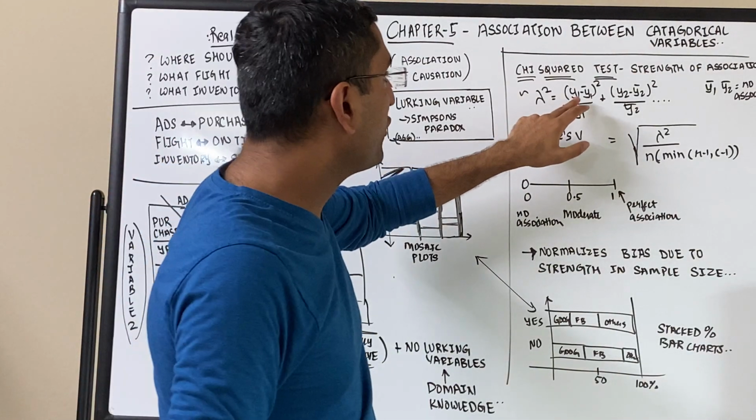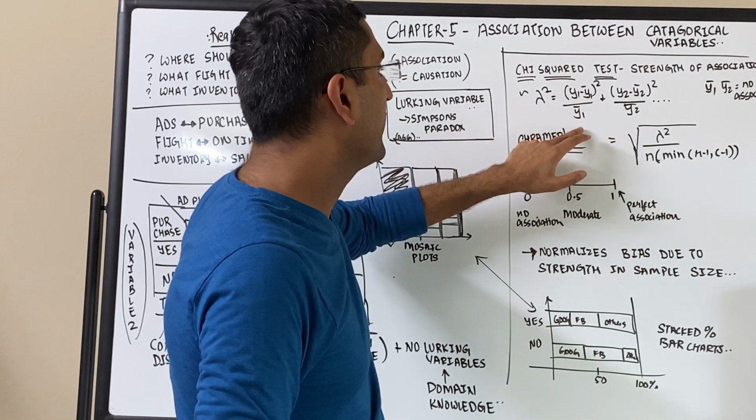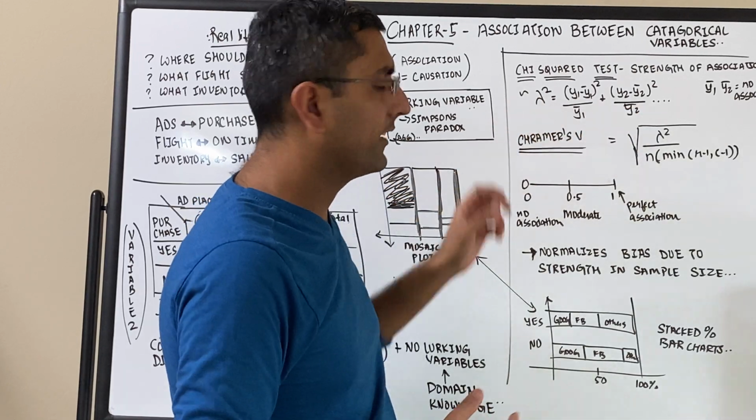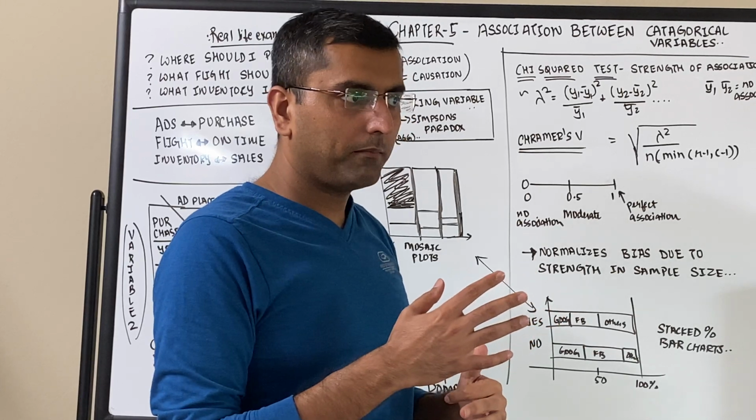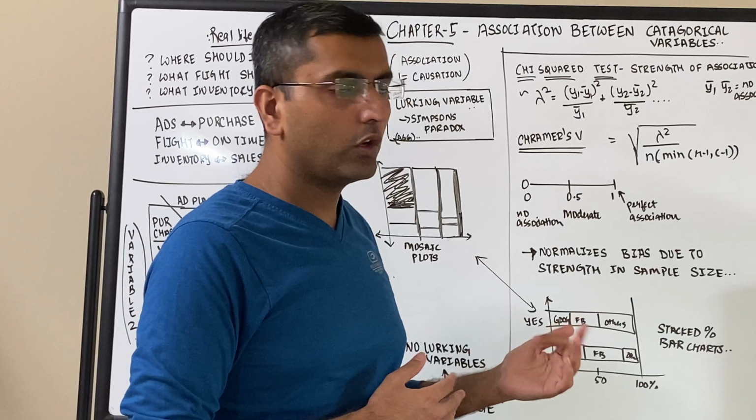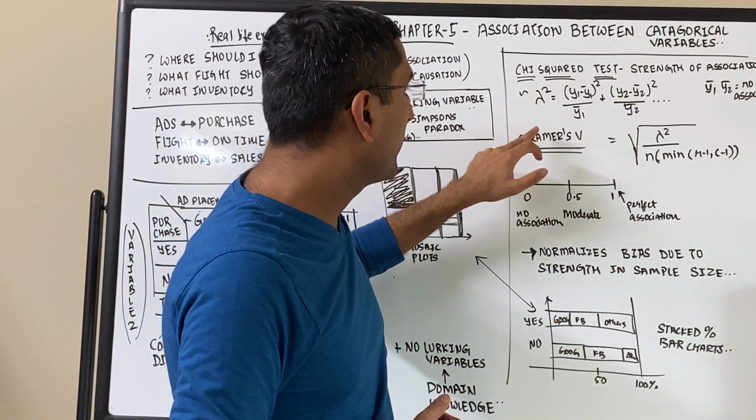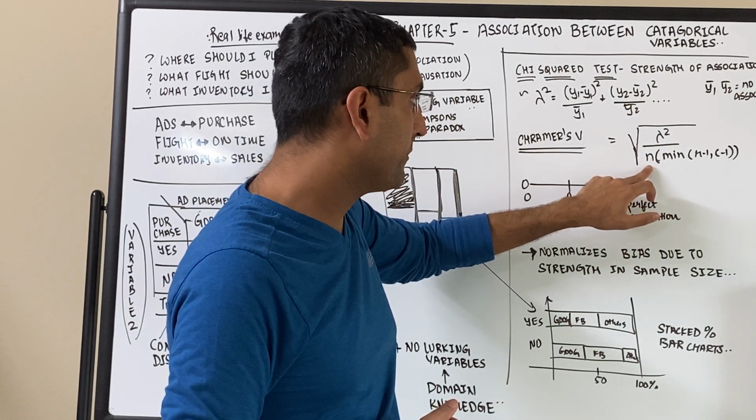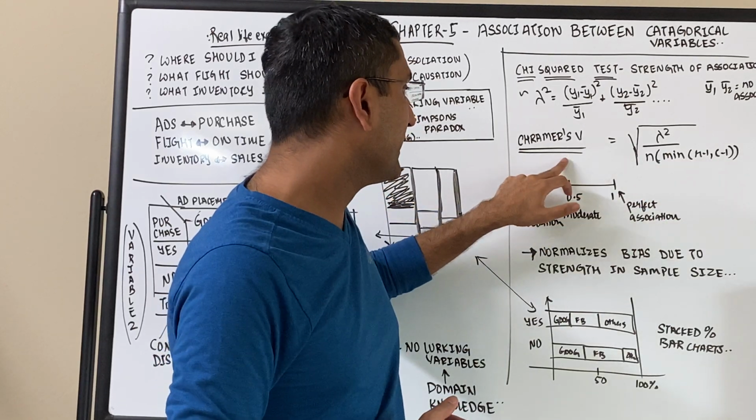So you subtract your observation minus what you'd expect if there was no association, square that, and divide by the no-association value. You get chi-squared. The higher the chi-squared, the higher the association. Lower the chi-squared, lower the association. And if you divide chi-squared by the number of data points and the minimum of rows minus 1, columns minus 1, then you get Cramér's V.